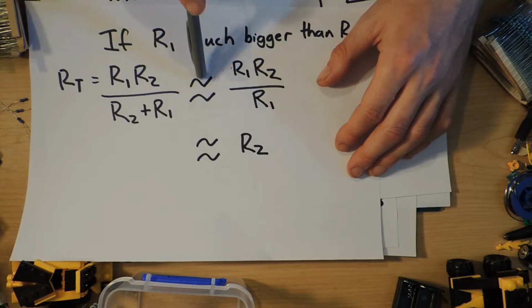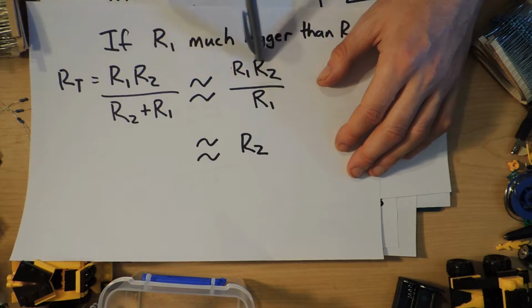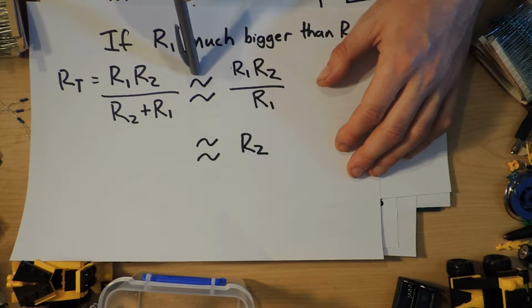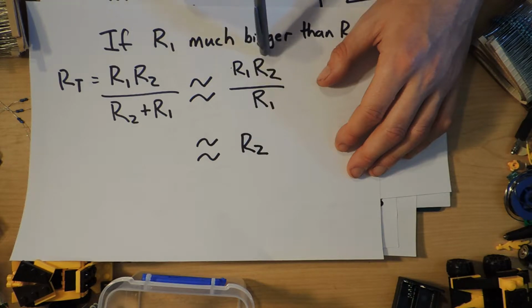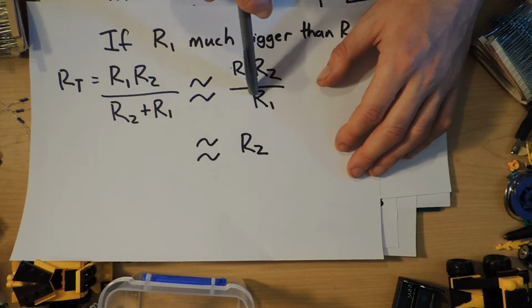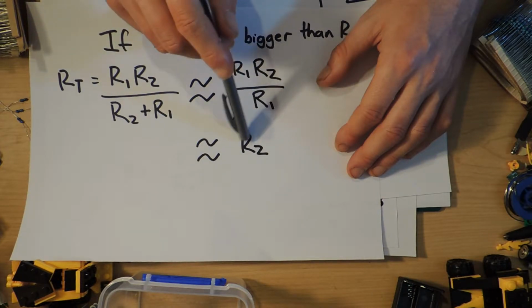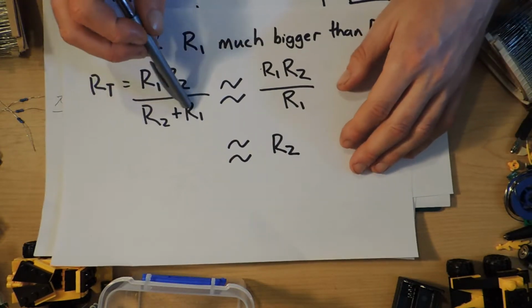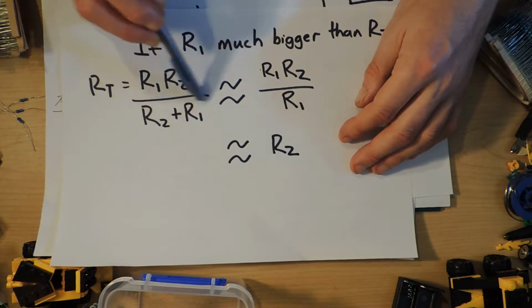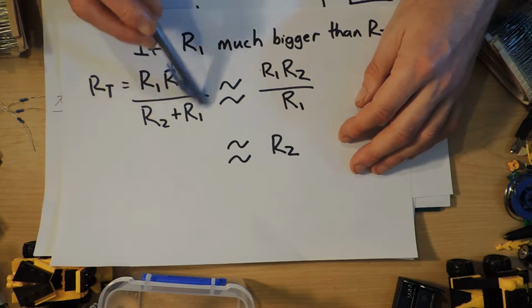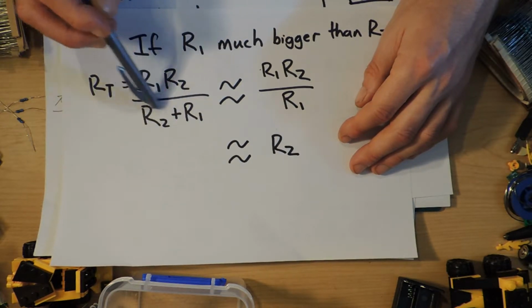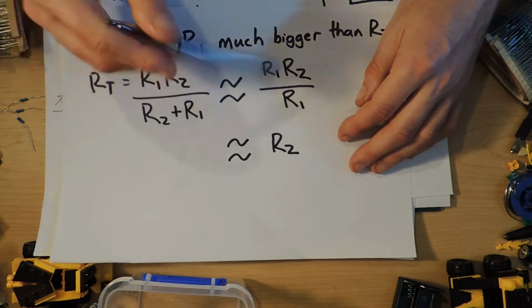So this means approximately. So this is approximately R1 times R2 over R1, which, because these two cancel out in that case, is approximately equal to R2. So if R1 is much bigger than R2, then the total resistance is pretty close to being R2. So that makes perfect sense, right?